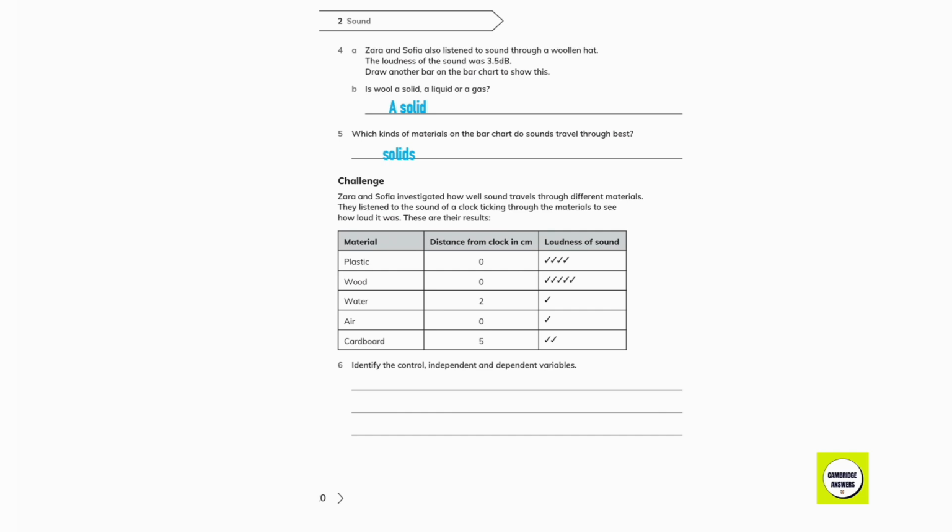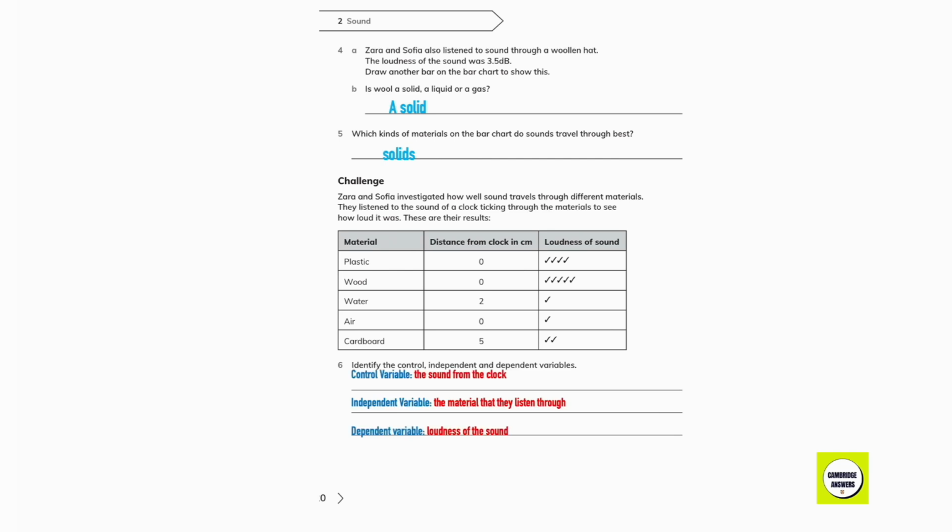Zara and Sophia investigated how well sound travels through different materials. They listened to the sound of a clock ticking through the materials to see how loud it was. These are the results. Plastic, distance from the clock in centimeters, 0, loudness of sound, 4 ticks. Wood, 0, 5 ticks. Water, 2, 1 tick. Air, 0, 1 tick. Cardboard, 5, 2 ticks.